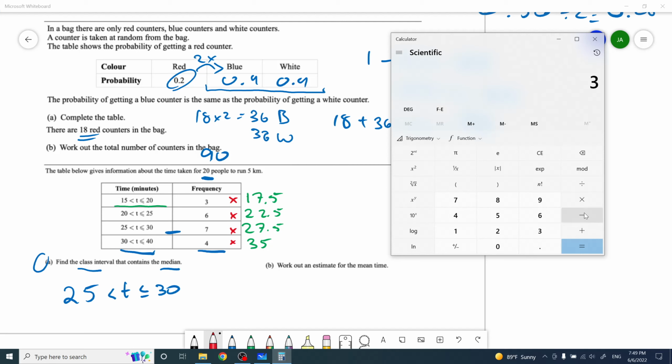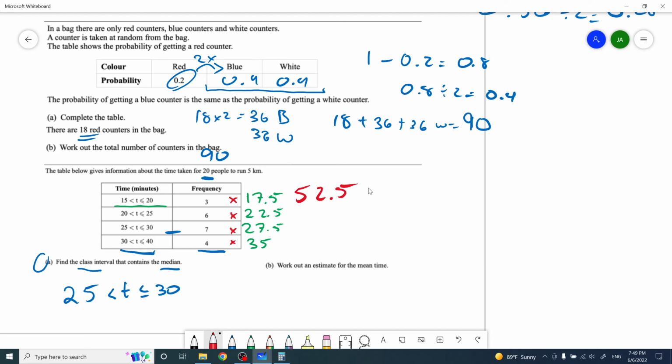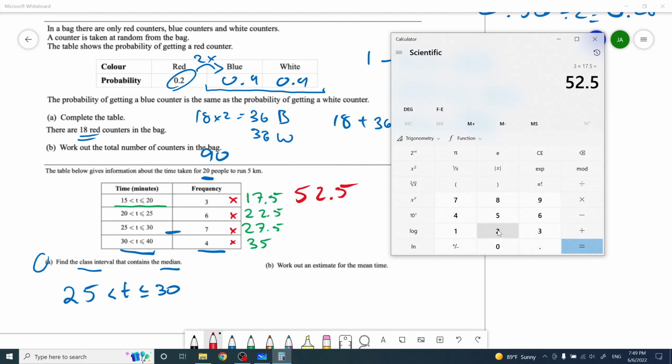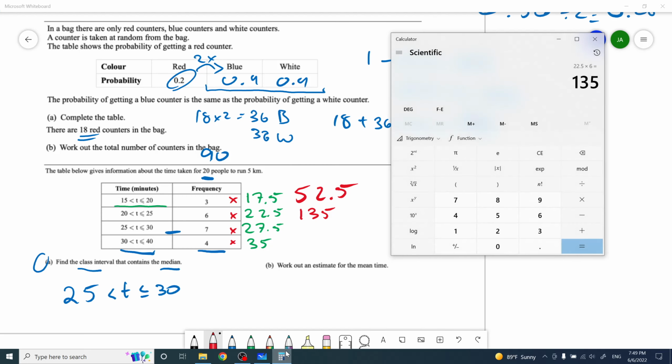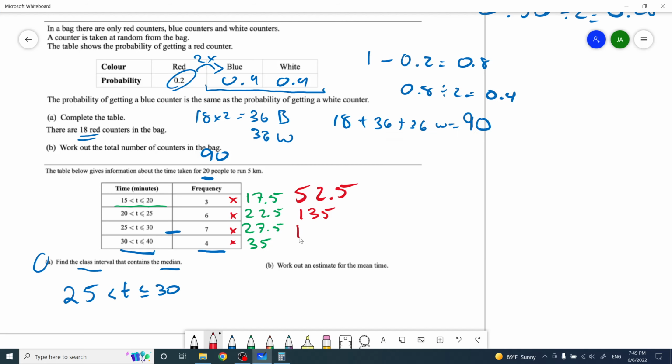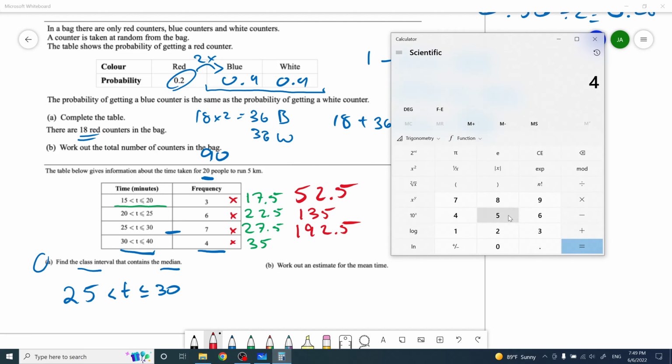Okay, well, all right, so I'll do this the old-fashioned way then. 3 times 17.5. That gives us 52.5. Okay, next. 22.5 times 6. It's going to give me 135. Next, I've got 27.5 times 7. It's going to give me 192.5. And finally, I've got 4 times 35.